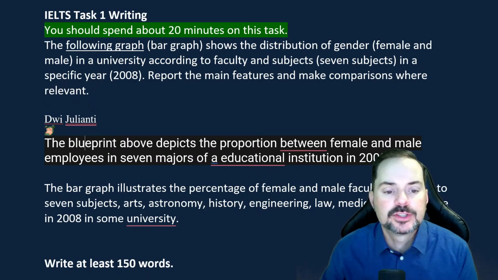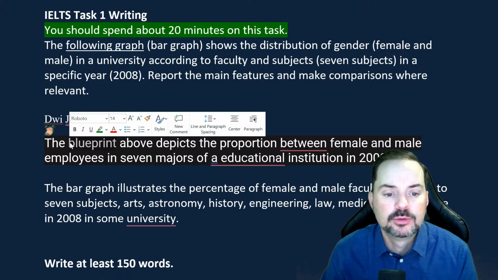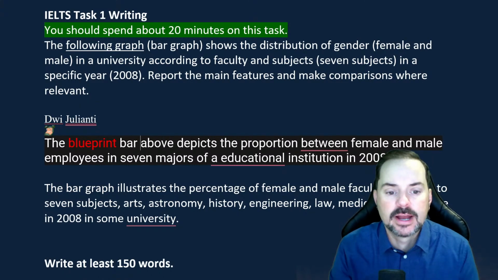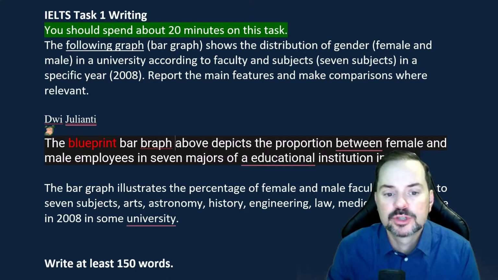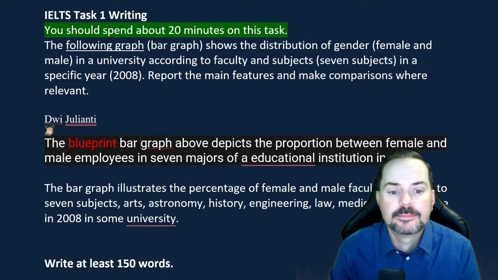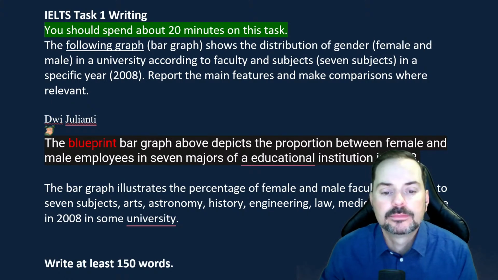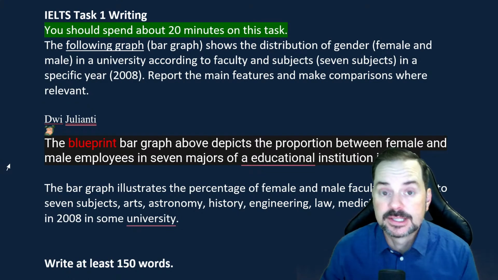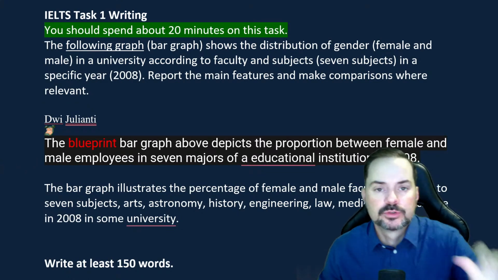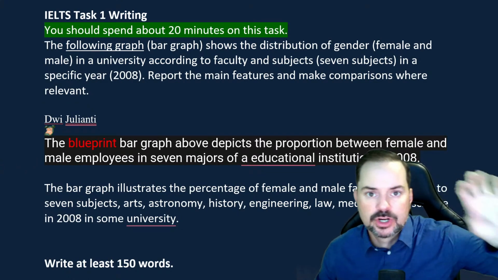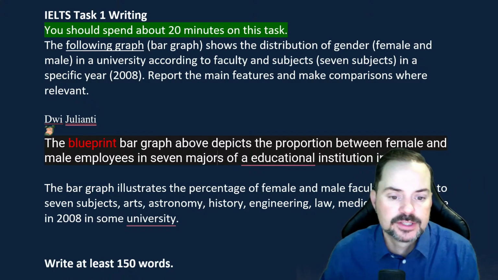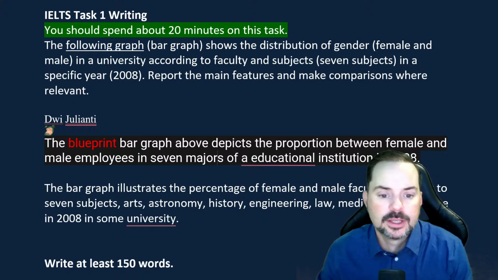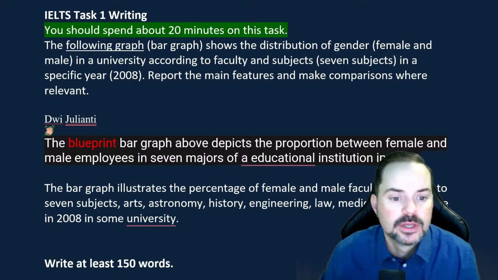So here, Dwee writes "the blueprint." Now, as I said, Dwee, blueprint is not ideal, so we want to replace blueprint with bar graph. It's more specific. It gets you more band scores. If you call it a bar chart, that's okay as well. Just be consistent. Don't change it. If you say bar chart, then make sure you use bar chart in all of your essay. If you use bar graph, use bar graph. Don't switch between American, Canadian, British English.